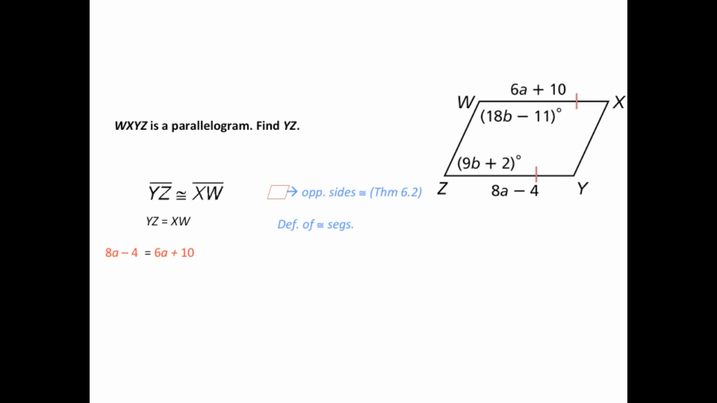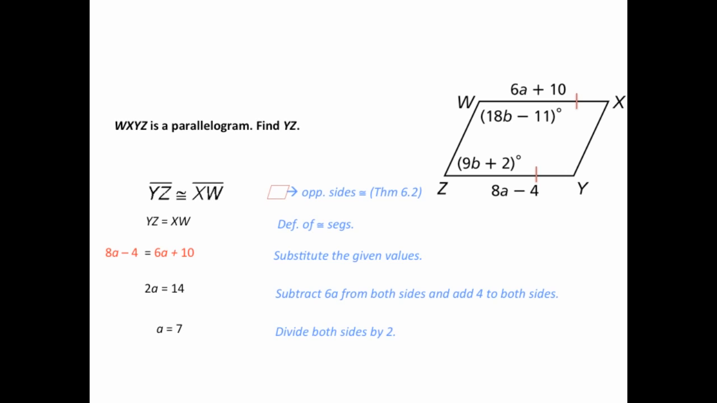Now we use simple algebra. Subtract 6a from both sides to have 2a on the left, add 4 to both sides to have 14 on the right, and that's going to give us 2a equals 14. Now in the final step, divide by 2, the final step of finding a, that is, and we get that a is equal to 7.